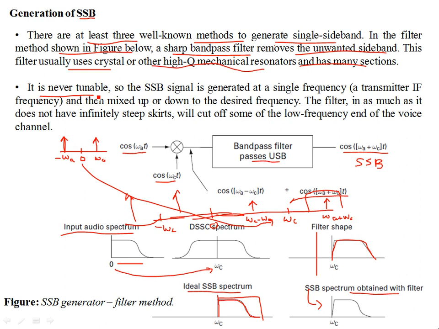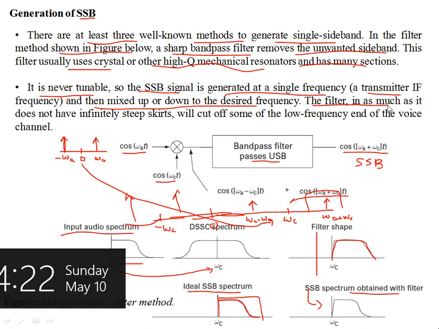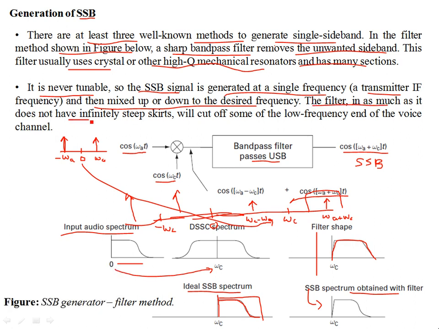It's never tunable. So the SSB signal is generated at a single frequency, which could be a transmitter intermediate frequency, and then it's mixed up or down to the desired frequency. The filter, inasmuch as it does not have infinitely steep skirts, will cut off some of the low frequency end of the voice channel. So it doesn't have very steep skirts, and we have some cutoff at the lower frequency of the voice channel. We have this cutoff over here. So this is the bandpass filtering method of generating an SSB.